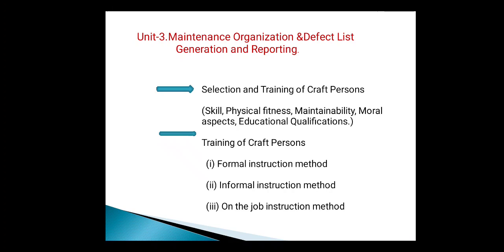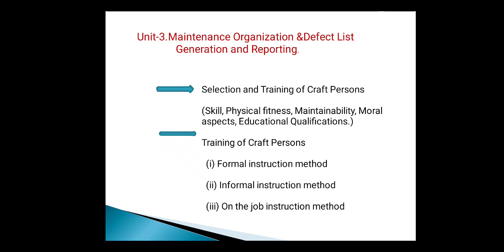Then, moving on to the next point, training of the craft persons. After selection, what kind of training is to be given to the candidate? It is normally divided into three ways. The first is the formal instruction method, then the informal instruction method, and then the on-the-job instruction method. We'll see one by one what is meant by the formal instruction method.